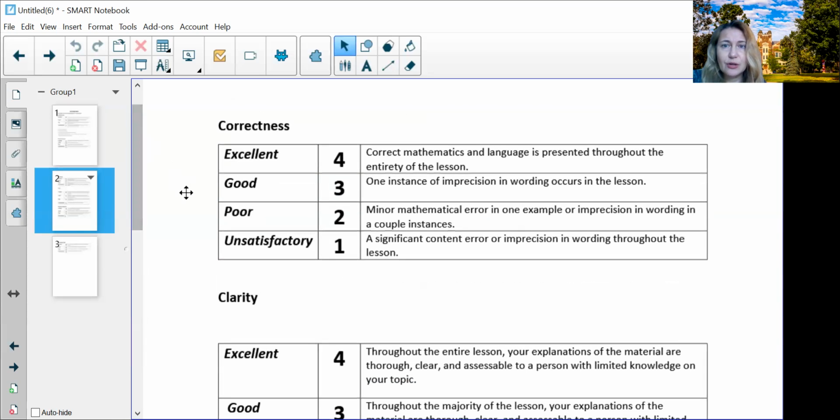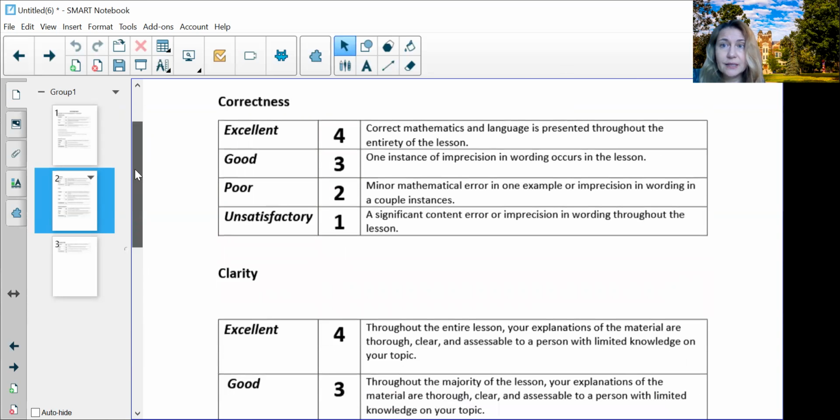Correctness. So you're going to be graded on whether you're using correct and precise mathematical terminology throughout the lesson. And we've talked about things like not using the word "it", right? But saying things precisely. So you're going to be graded on that.